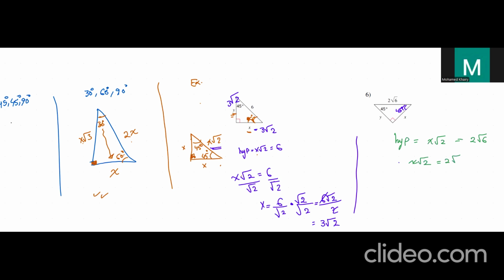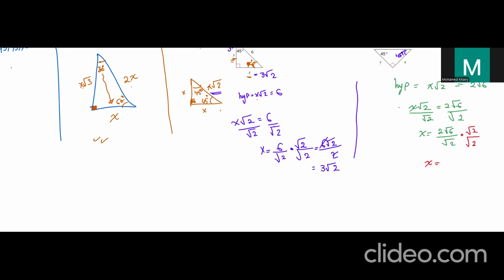I'm going to just solve the equation. So I want x alone, so I will divide here by radical 2. So x itself equals 2 radical 6 over radical 2, right? Can I leave it like this? No, we can't. So we are going to rationalize the fraction. So we will multiply here by radical 2, multiply here by radical 2. So it's going to be what? x equals 2 radical 6 times radical 2 over 2.